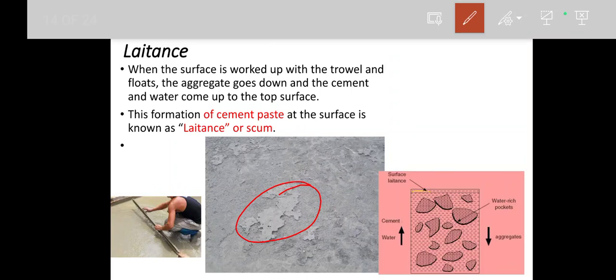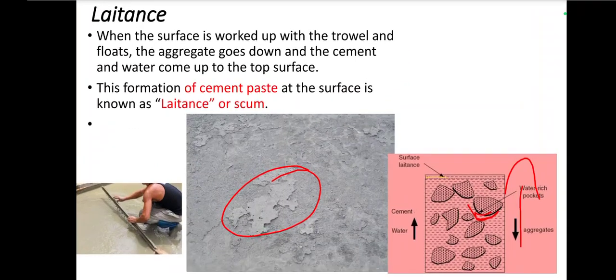When we walk on it, it will be abraded and the top surface will come off easily, which results in a weaker concrete surface. Another important thing is that it will weaken the interfacial zone. When the water tries to come to the top, what will happen when we are compacting? The water will sometimes get locked under the aggregate, so when it dries up it will form a gap, and the total strength will also be reduced.